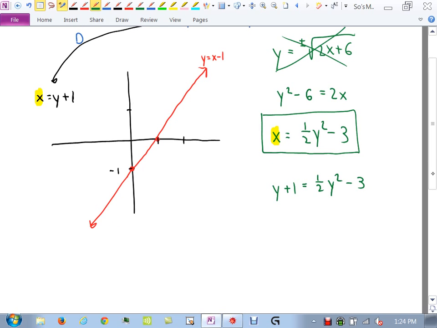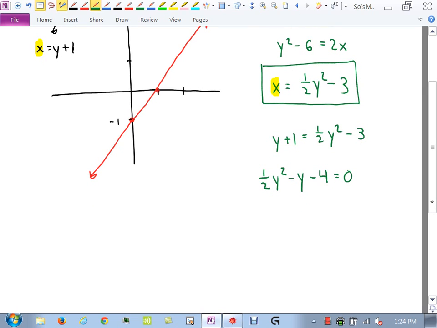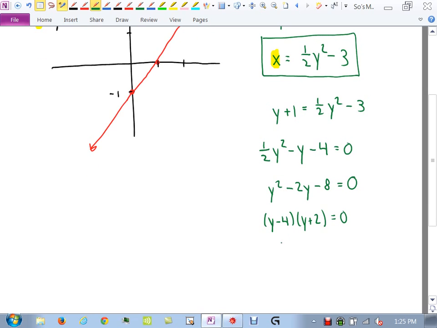How do you do that? Quadratic formula, right? Now I'm going to try and clean it up first. I move everything to one side: 1/2 y squared minus y, minus 4 equals 0. And now I don't like fractions, so I'm going to get rid of the 1/2 by multiplying both sides of the equation by 2. And now that's factorable. y minus 4, y plus 2 equals 0. Set each factor equal to 0. You get y is 4, y is negative 2. Right?